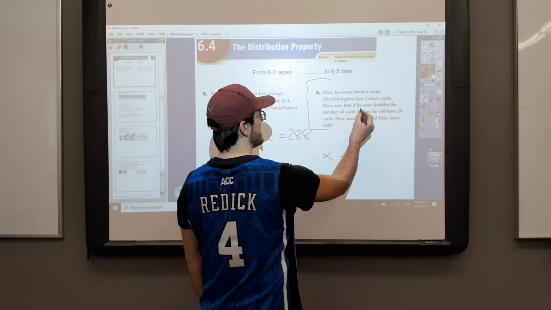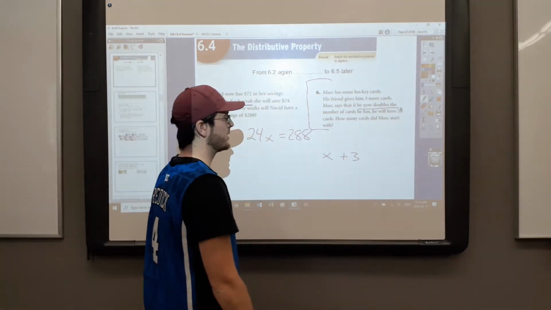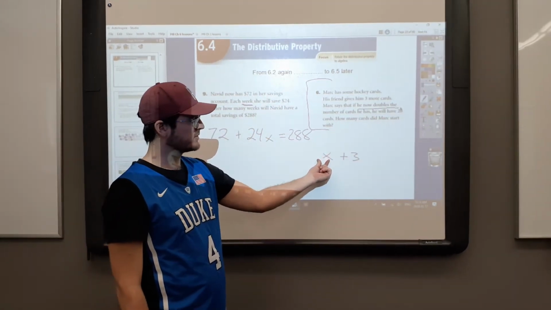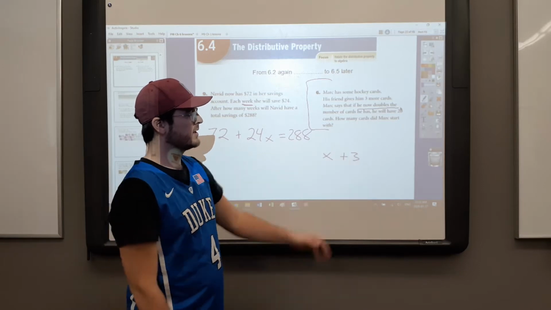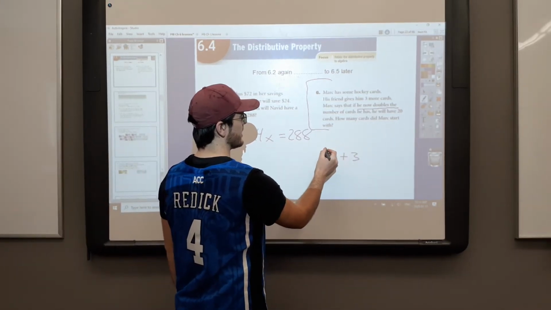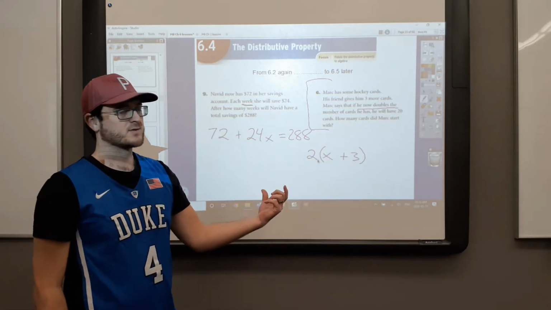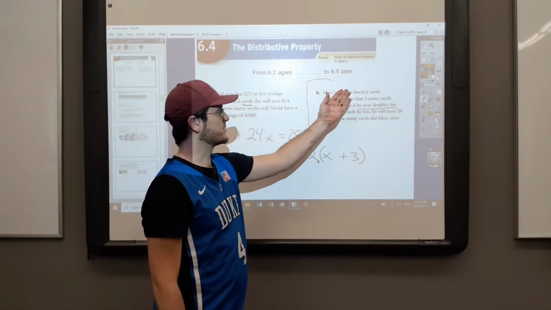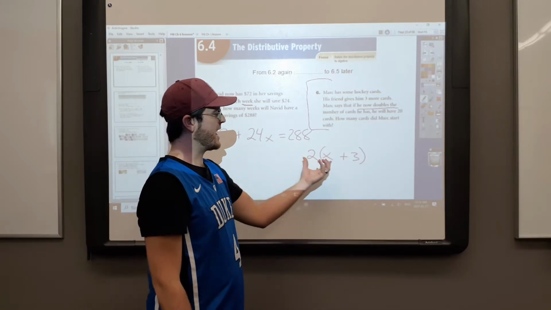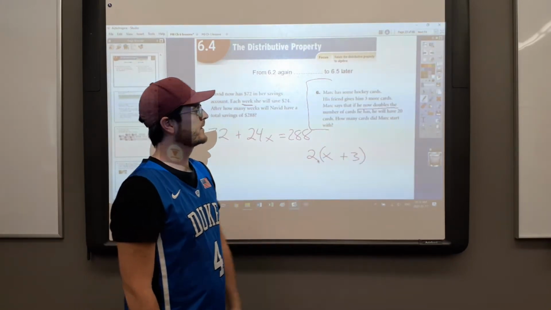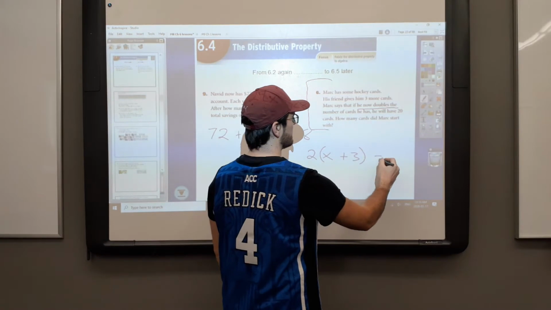Mark says that if he now doubles the number of cards, we can't just double X, we can't just make this 2X plus 3, but we have to double this entire thing. So this is where we have to put brackets around the 2 things that we're looking at so far. So some hockey cards plus 3, and now we're going to double that. Okay, and at what point will he have 20?